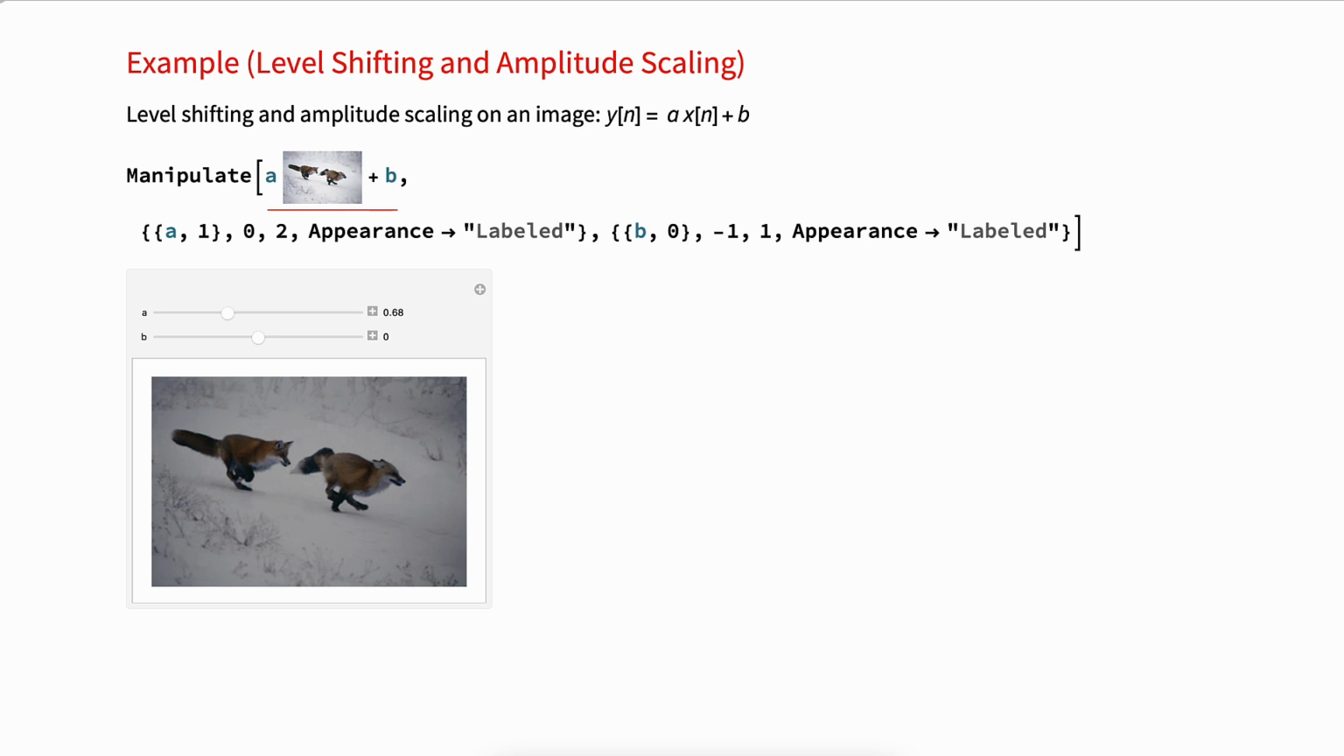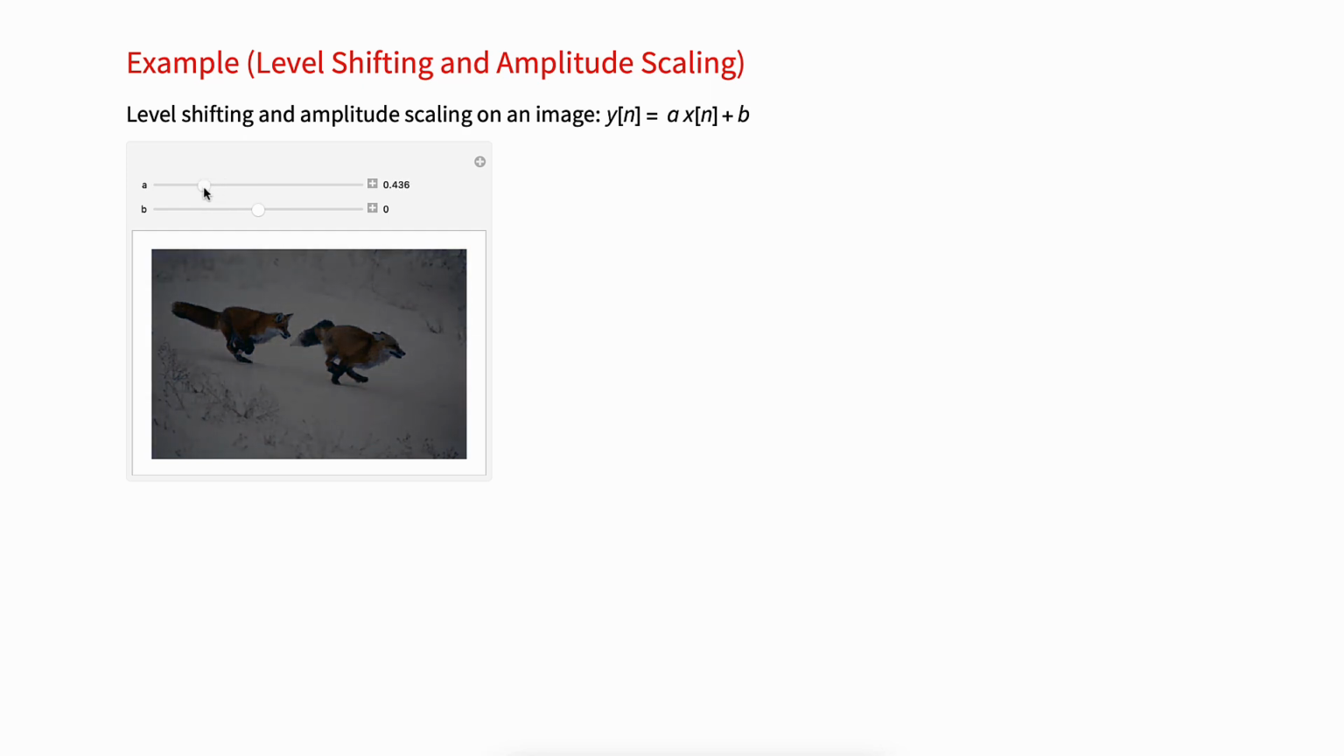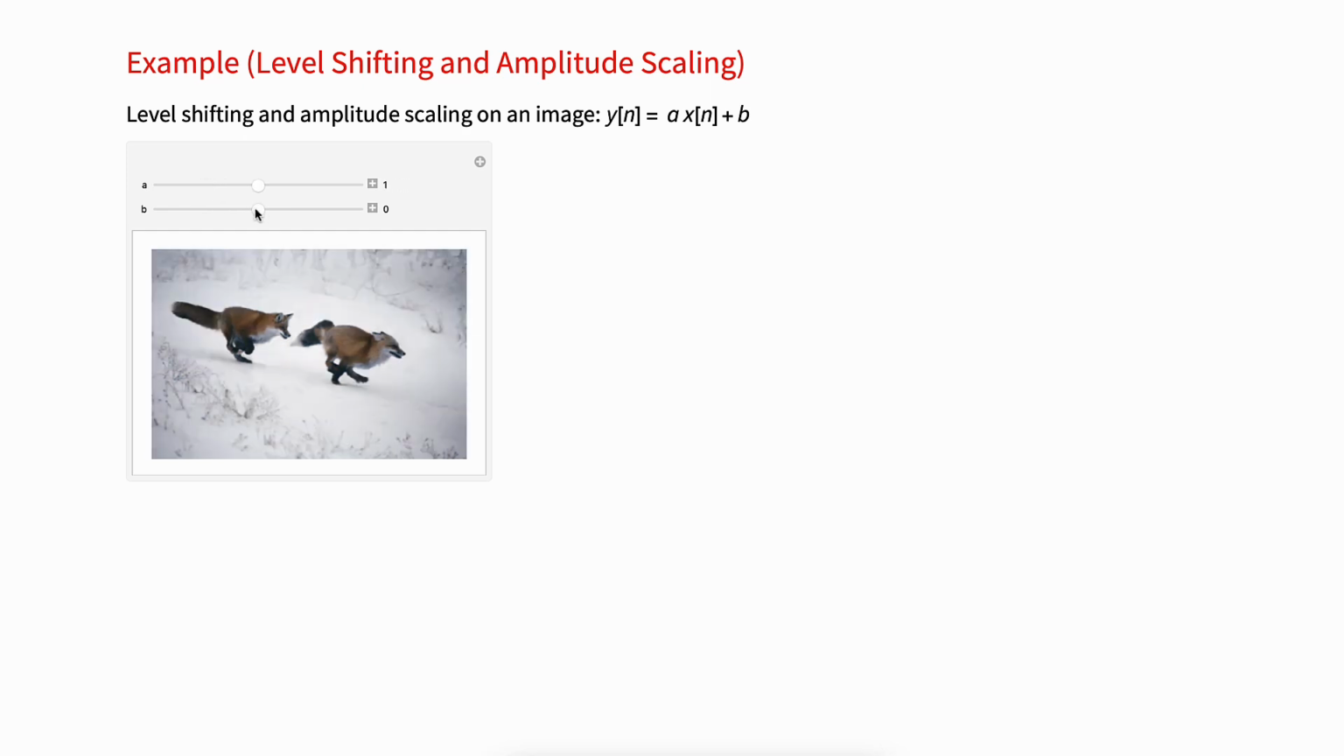Using the Wolfram language, you can apply these operations directly on the image, which is what we have for this manipulate expression. Changing a, the scaling parameter, as we increase the value of a, the range of the function increases. And this shows as an increase in the contrast of the image. If we decrease a, the contrast decreases. And changing the value of the shifting parameter b shifts the level of brightness everywhere for all values of n by a constant value b. Increasing or decreasing b increases or decreases the brightness.